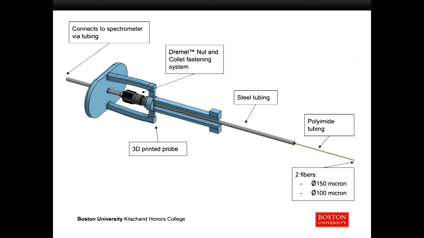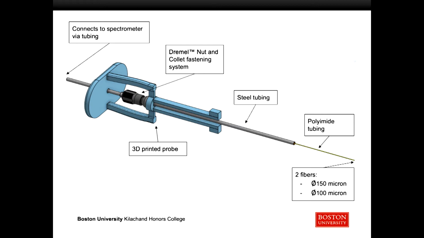So our 2 fibers are the 150 micron, which acts as our bright white light source, and the 100 micron fiber, which acts as the coupling mechanism that returns the information to the spectrometer. Those are both encased within 2 types of tubing, which is then connected to our outer 3D printed probe by a Dremel nut and collet fastening system.